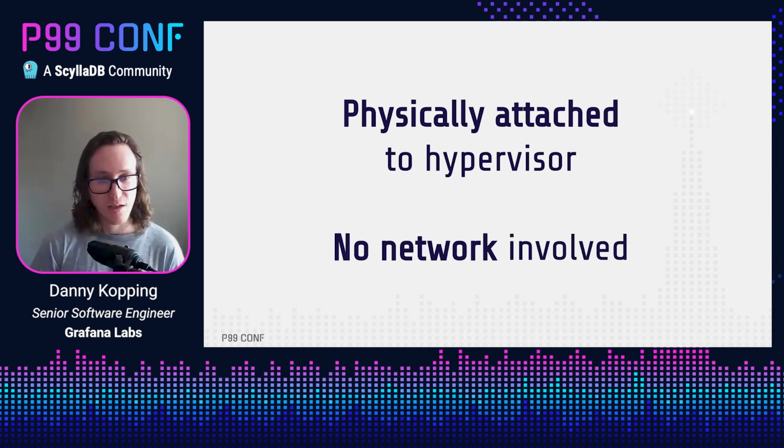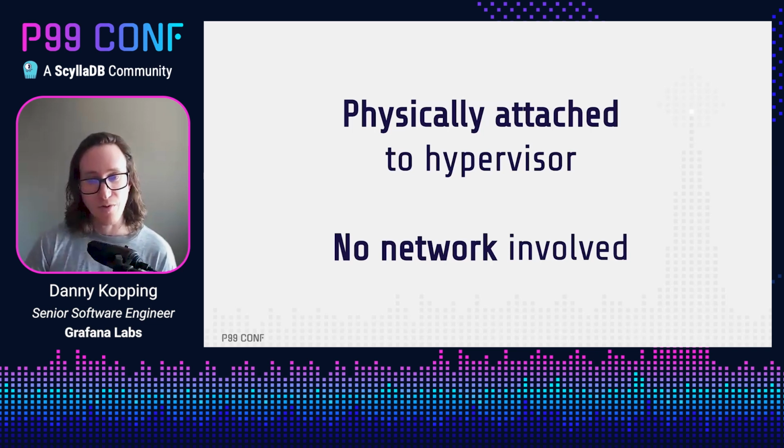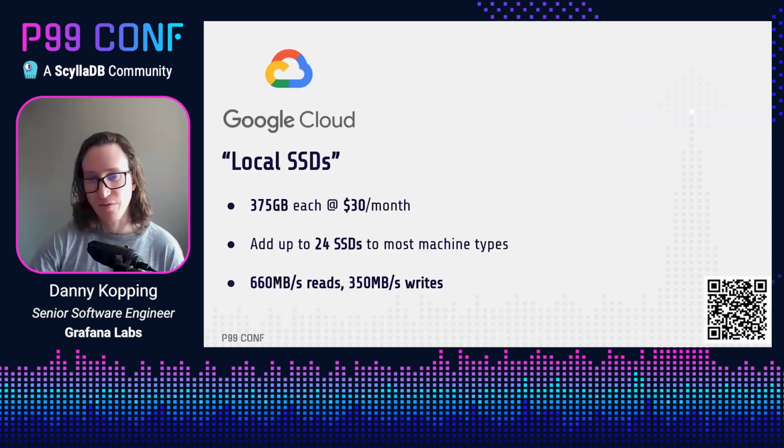So we run Kubernetes in the various clouds, and the hypervisor is there to provision the pods on some physical hardware somewhere. So we want the SSDs as close as possible to those pods, and we don't want any network involved, to drive down the latency and the jitter. And luckily the major cloud vendors all offer some version of this.